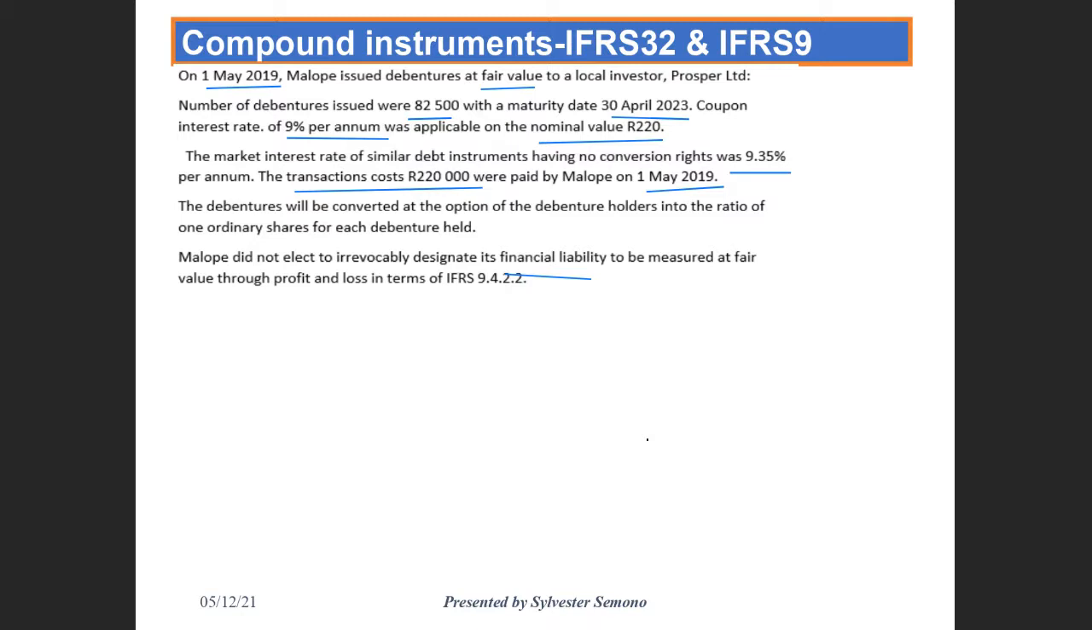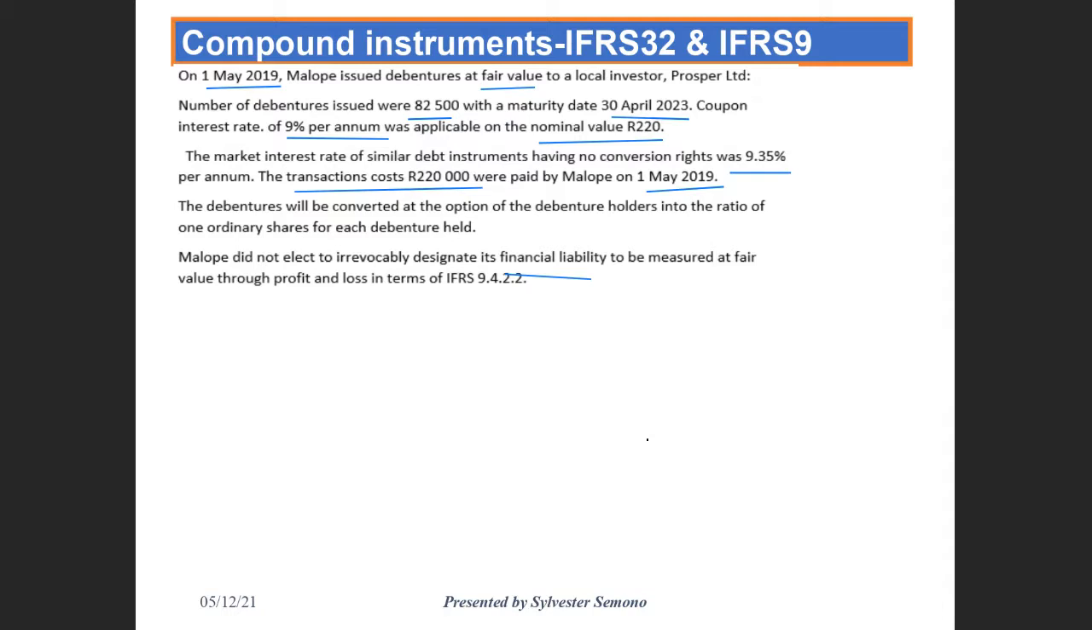Remember, here we have an option of converting those debentures into ordinary shares. This means that this particular financial instrument is a compound instrument. Why do we say this is a compound instrument? Because there is an element of equity and liability in it. So we have to use what we call split accounting. We have to calculate the liability component and thereafter calculate the equity component because of the option to convert. Can you see now?